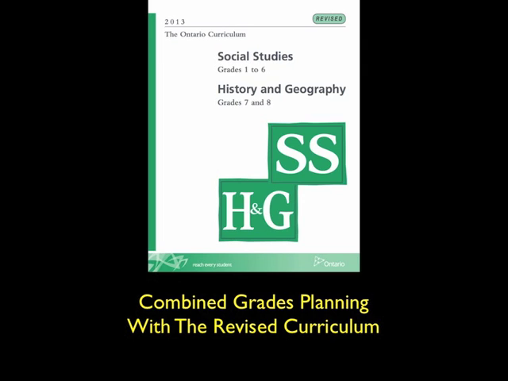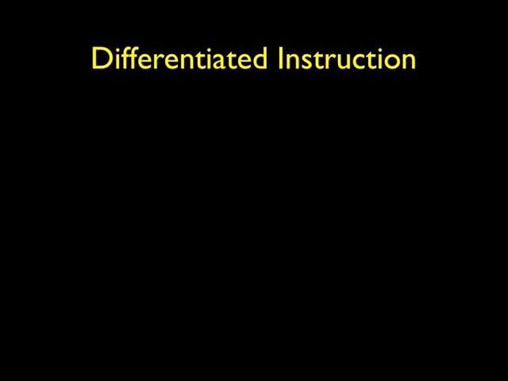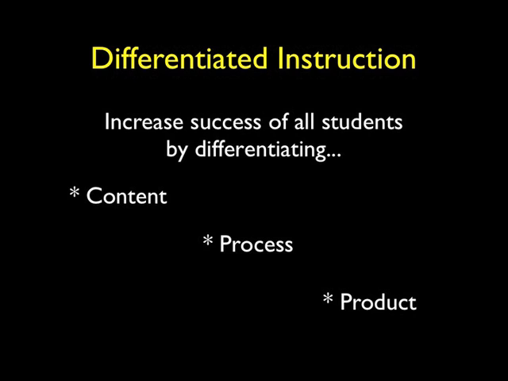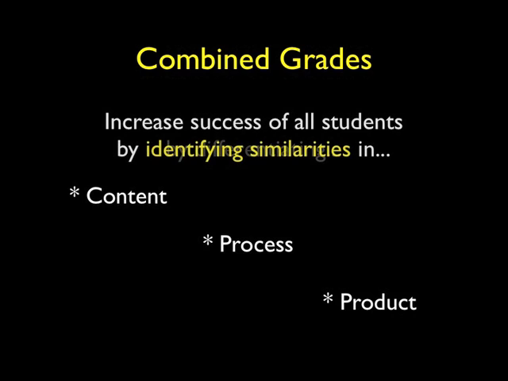Before taking a look at the revised social studies curriculum, it is important to develop a framework that will allow teachers of combined grades to make meaningful connections between the two grades. Teachers are familiar with the idea of differentiated instruction, where student success is maximized by differentiating the content being taught, differentiating the process of learning to take into consideration individual needs, and/or to differentiate the products produced by students to show evidence of learning. In a combined grades classroom, we do the reverse of differentiated instruction and look for commonalities between content, process, and product to allow for programming that meets the needs of students in both grades.